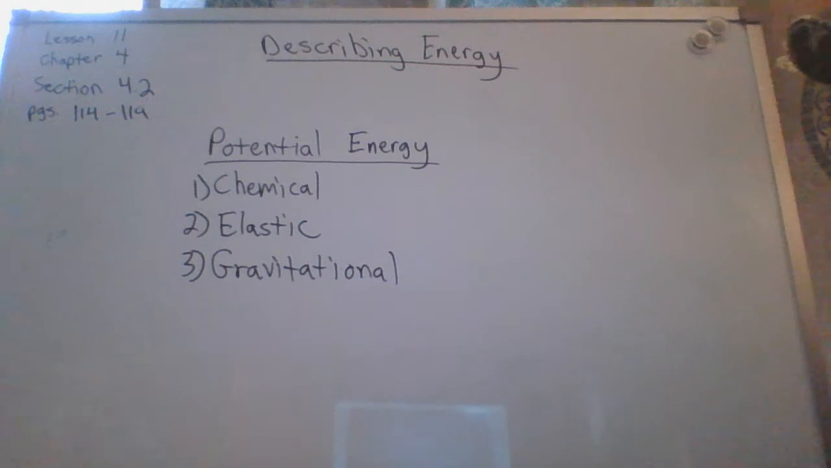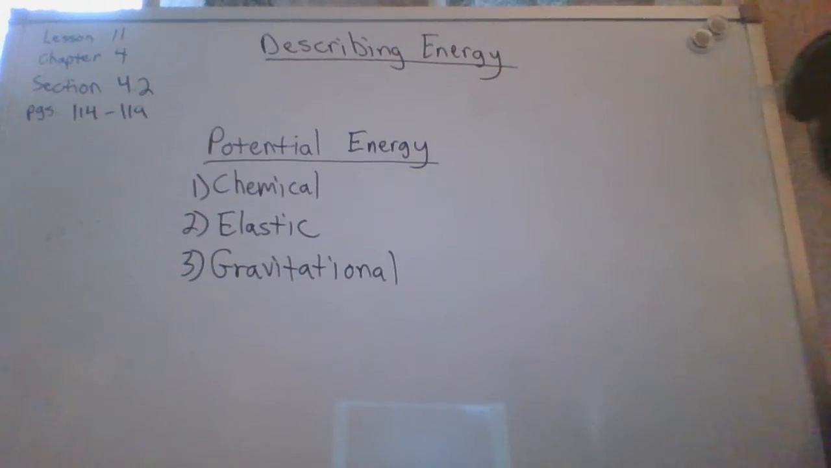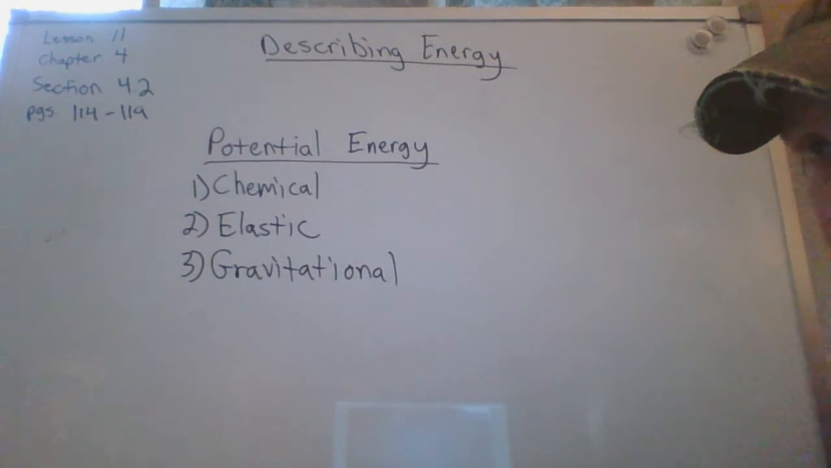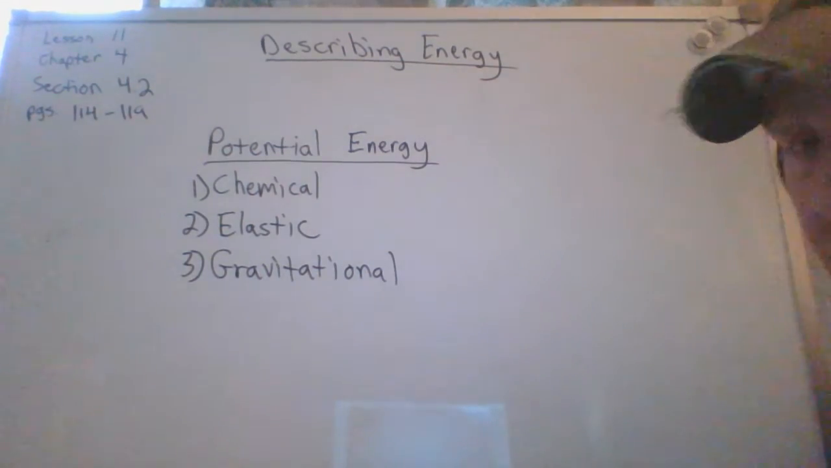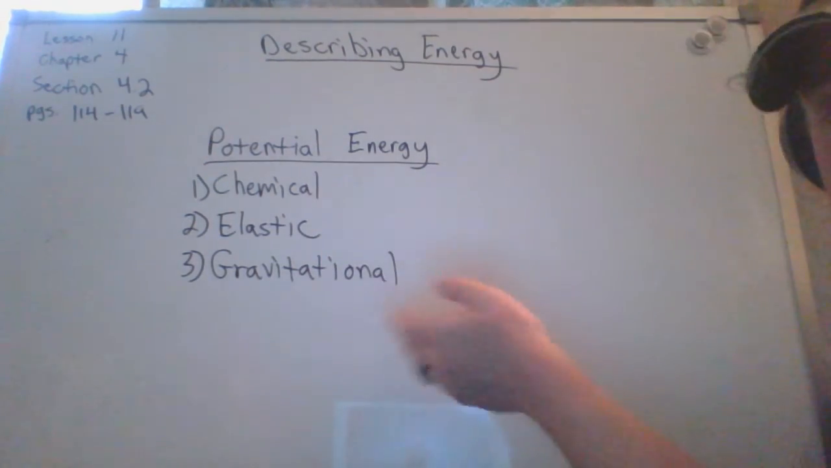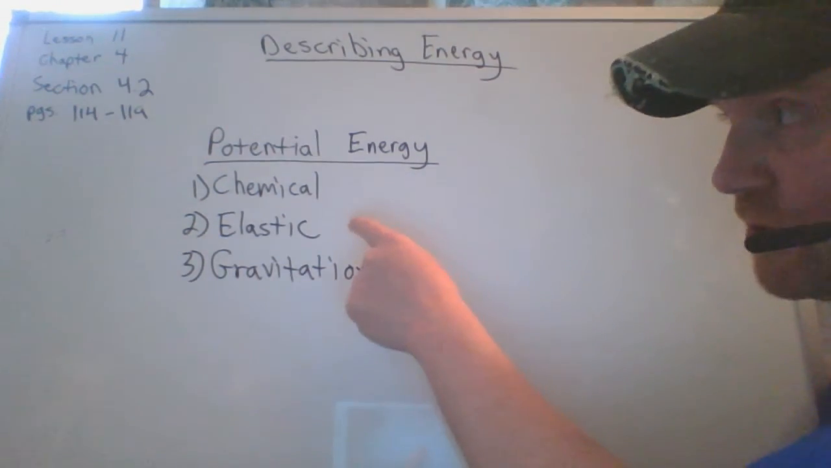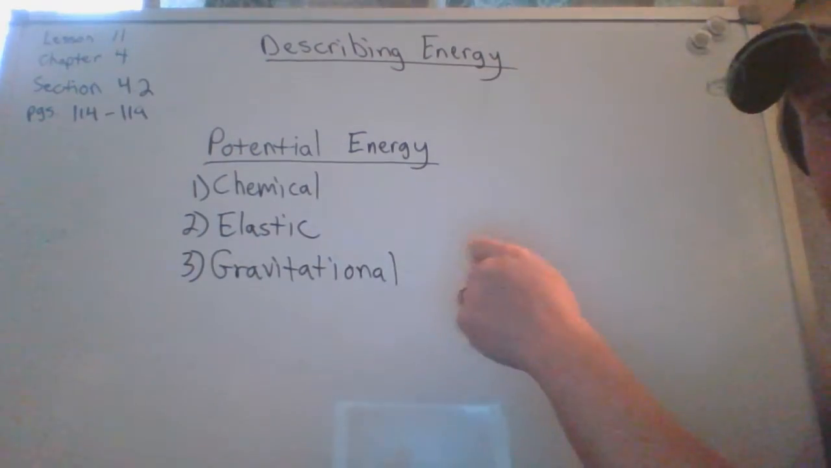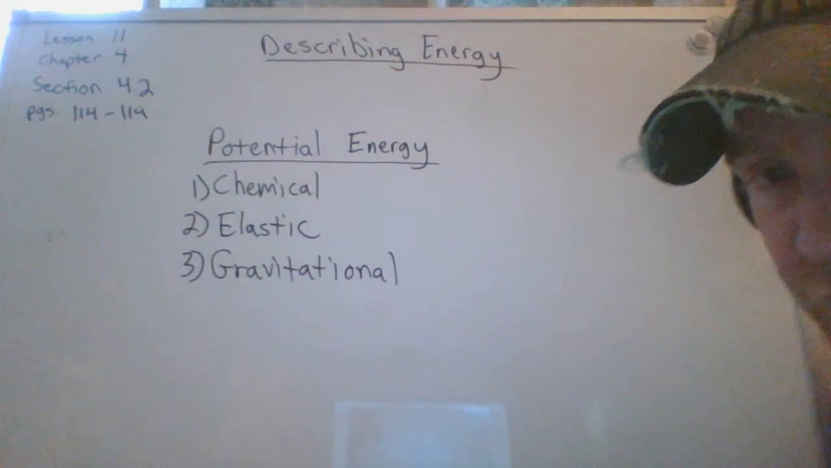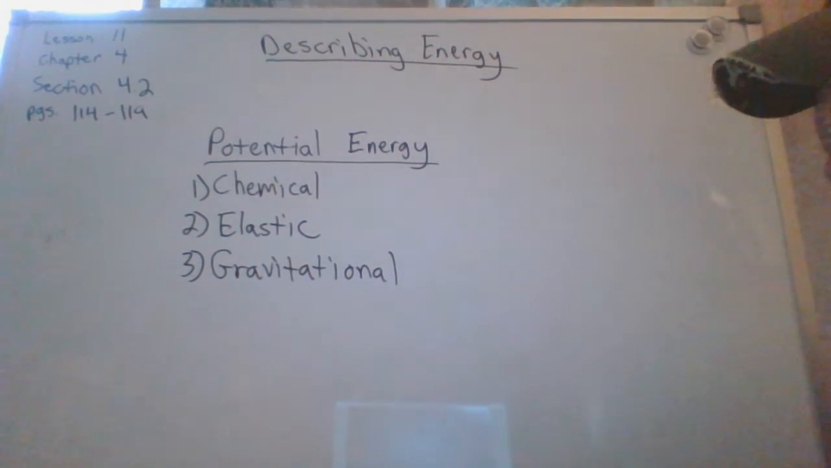So there are some subcategories with regard to potential energy. Again, potential energy is stored energy due to the interactions of objects. Your textbook lists the three subcategories of potential energy as chemical potential energy, elastic potential energy, and gravitational potential energy. I will try to describe those as best I can.